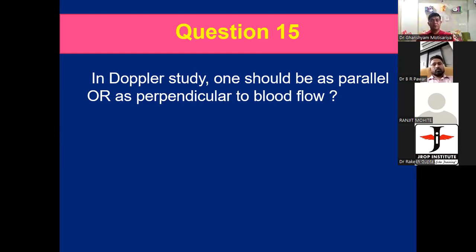What is the maximum angle you can use for calculating Doppler flow velocity? Sometimes it becomes very difficult to be parallel to the blood flow. So what cutoff angle should be maximally used? 0 to 20 degrees.